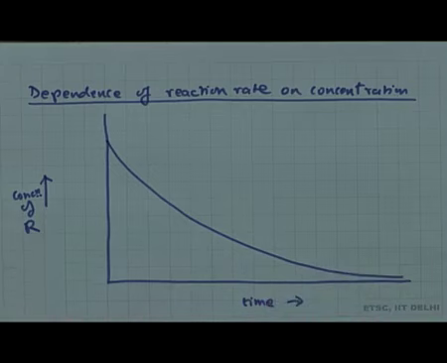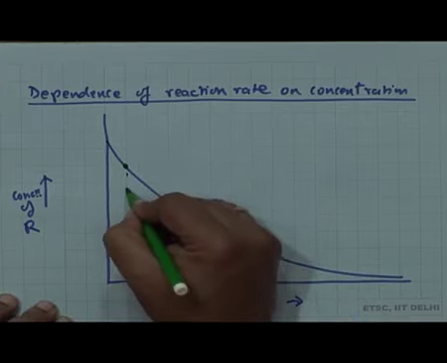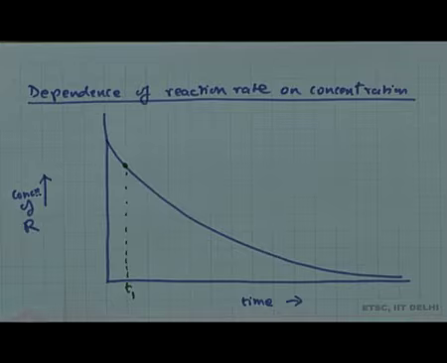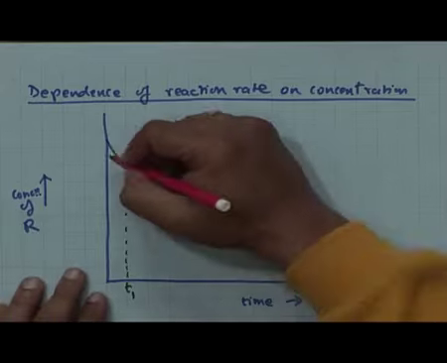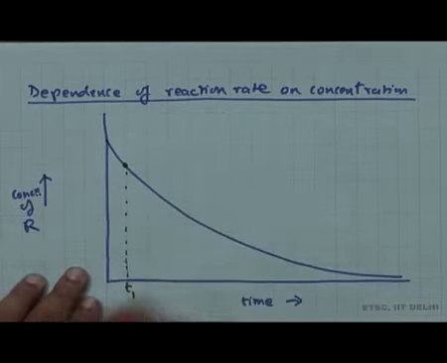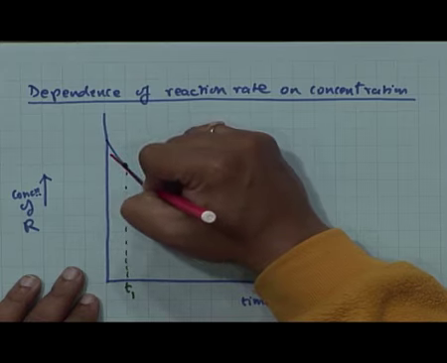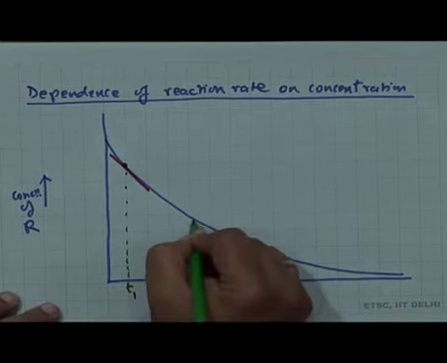Now, let us see what is happening. Let us take a couple of points along this reaction profile. So, let us take this point out here, which say corresponds to T1, right, and I am trying to find the instantaneous rate at this point. Okay. So, if I am trying to find the instantaneous rate at this point, what I would do is I would draw a tangent at that point. Having said that, let us look at another point out here.